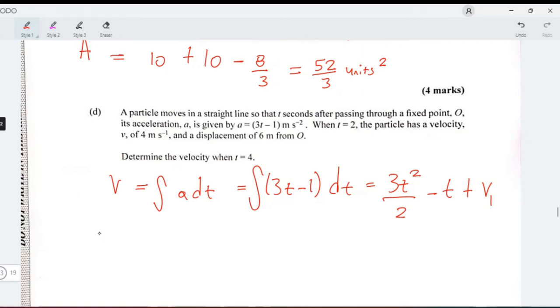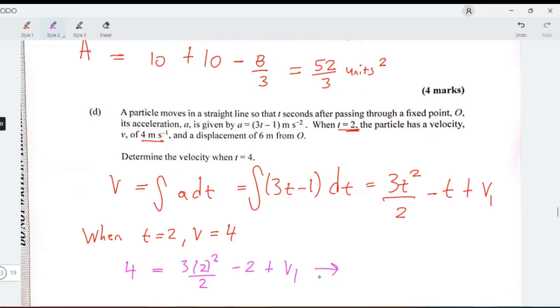Now, in this case now, they told us when the time is 2, the velocity is 4. So in that case, when t equal 2, v equal 4. So put 4 is equal to 3 times 2 squared over 2 minus 2 plus V1. That will give us our integration constant. 2 squared is 4. 4 over 2 is 2. 3 times 2 is 6.